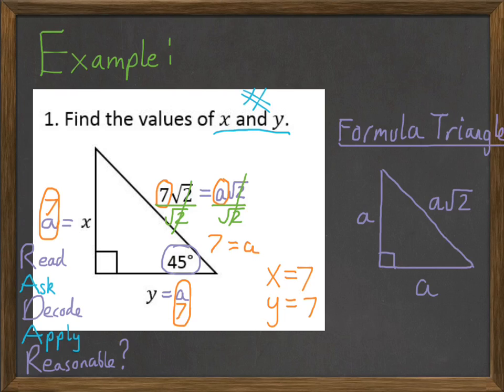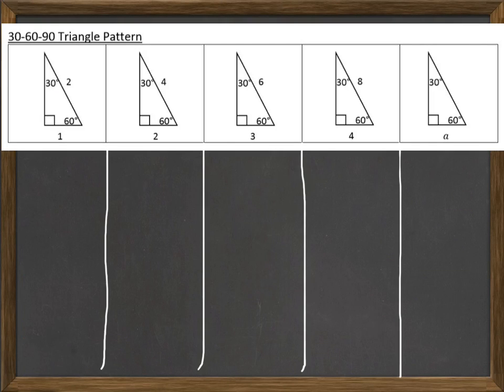Let's go on to the next type. So we're going to look at the 30-60-90 triangle pattern now. We'll do basically the same thing. Again, don't get lost in the details of the Pythagorean theorem. Each one of these is half of an equilateral triangle. You can see I drew in the other half of it there.